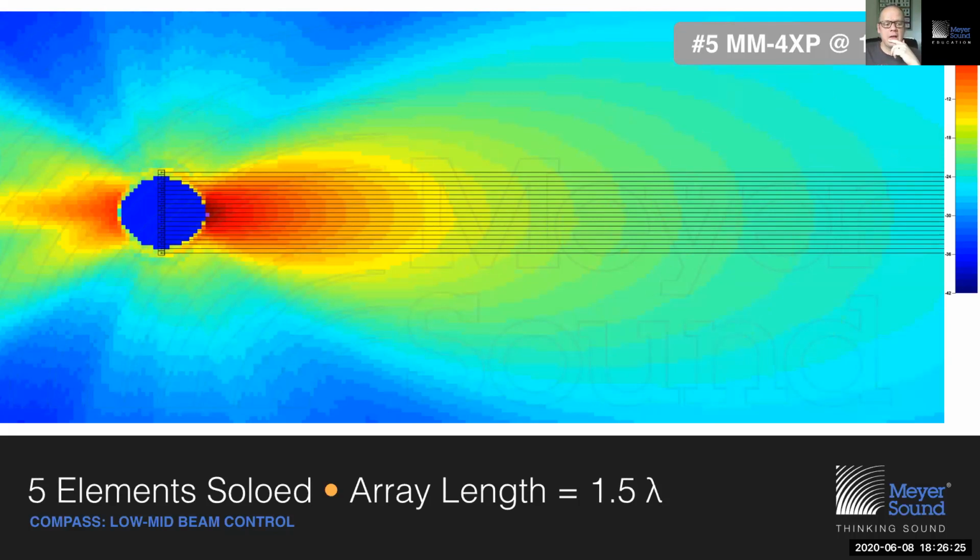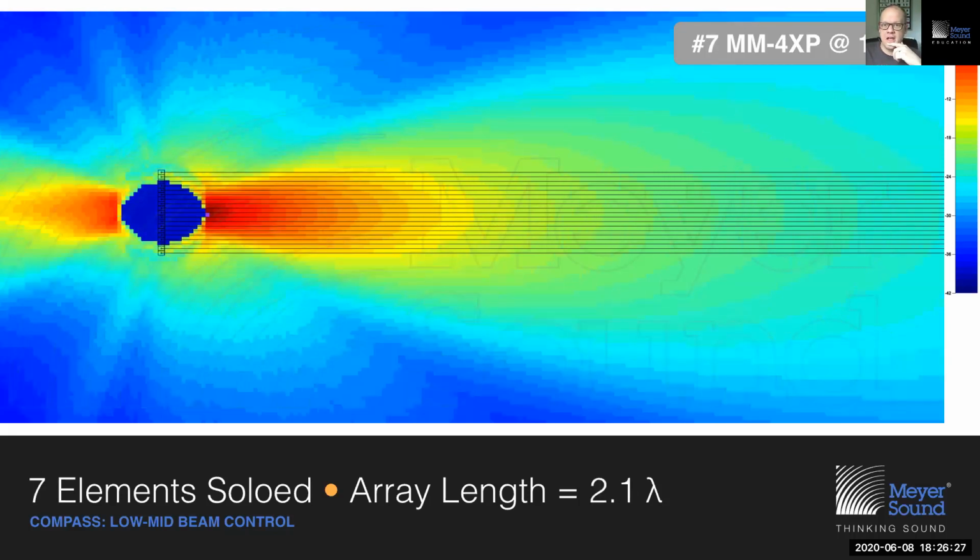Let's add 2 more elements. That means that our array now consists of 7 active MM4s, making the active part of the array now 2.1 times longer than my wavelength. And again, you can clearly see that it became narrower as we went from 5 to 7 elements.